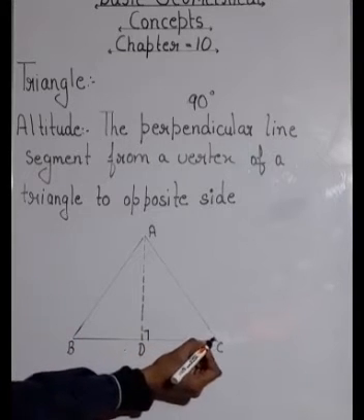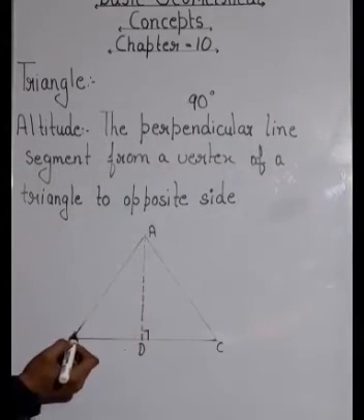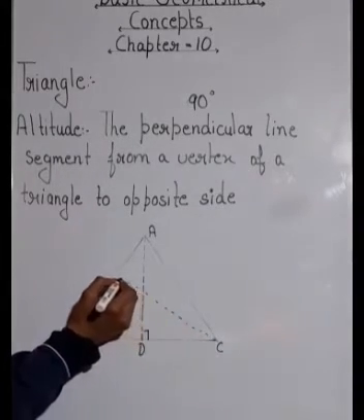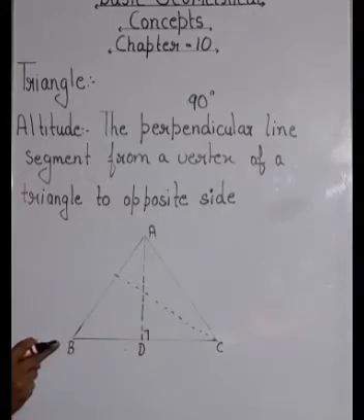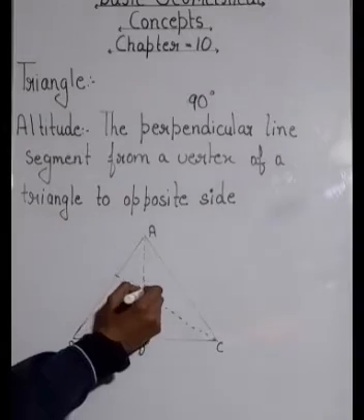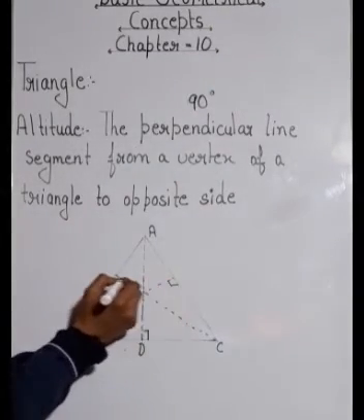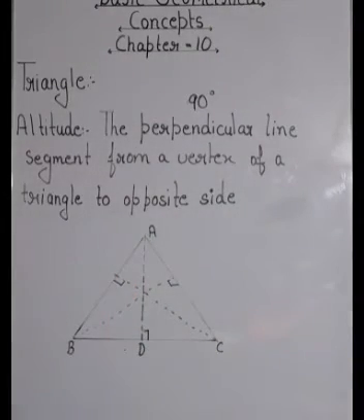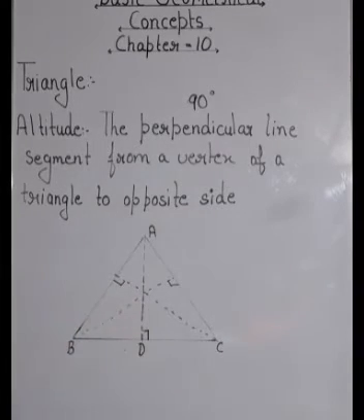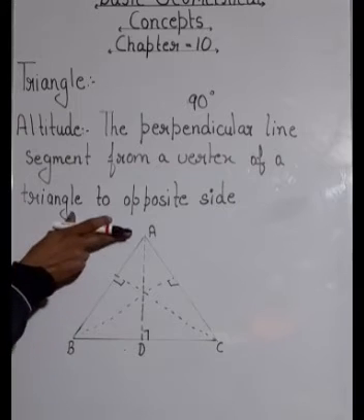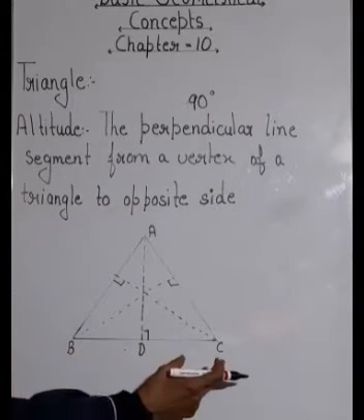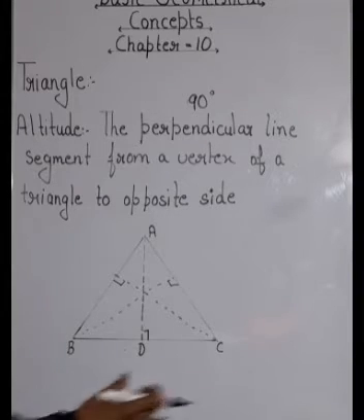Similarly, you can draw a perpendicular from C to the side AB, and from B to side AC. If you draw perpendiculars like this, these are also altitudes of a triangle. It means a triangle has 1, 2, 3 altitudes. Here I have drawn an altitude AD which is perpendicular to line segment BC. Clear?